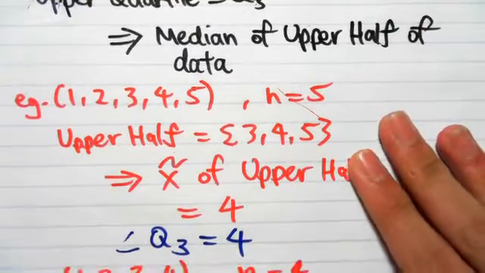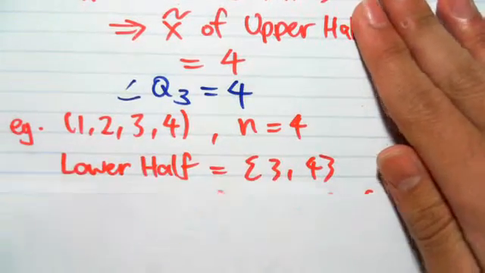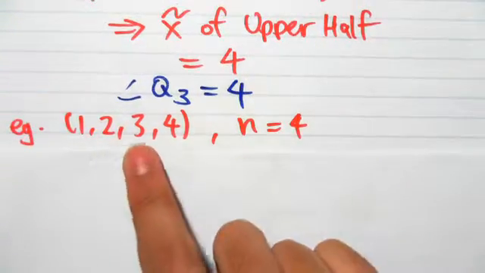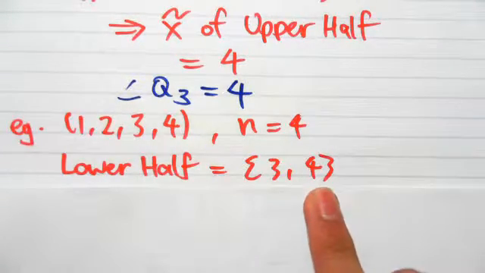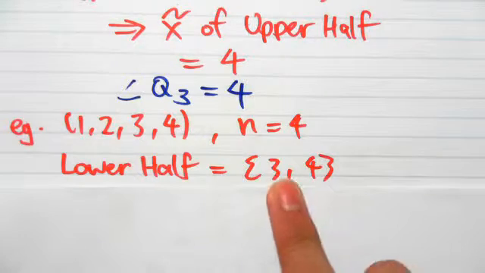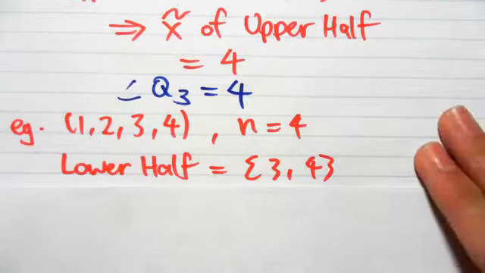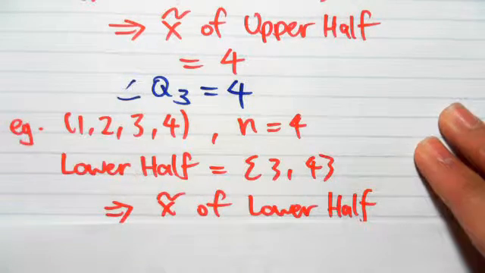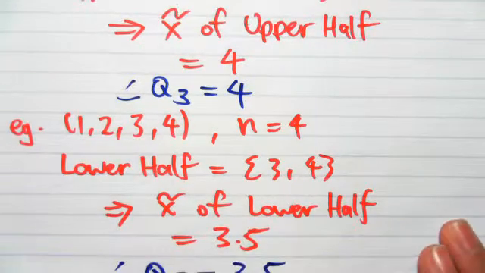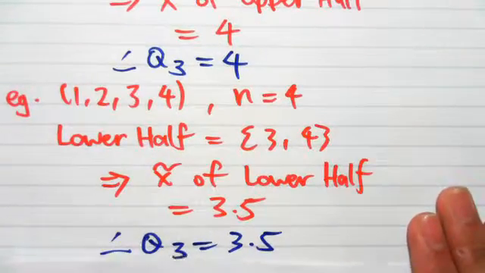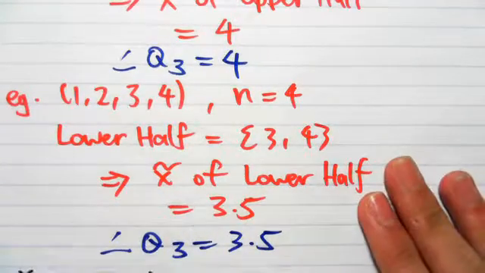Same thing with our special case, if our sample size is a multiple of 2. Let's say, for example, you have 1, 2, 3, 4 as your sample set, and your sample size is 4. The upper half is 3, 4. Remember, 2.5 shouldn't be included in this set because it wasn't in our original set. Therefore, the median of our upper half is just 3.5, and we can conclude that the upper quartile of this set 1, 2, 3, 4 is 3.5.